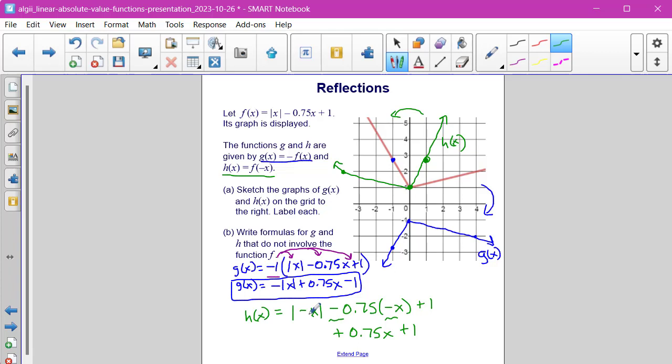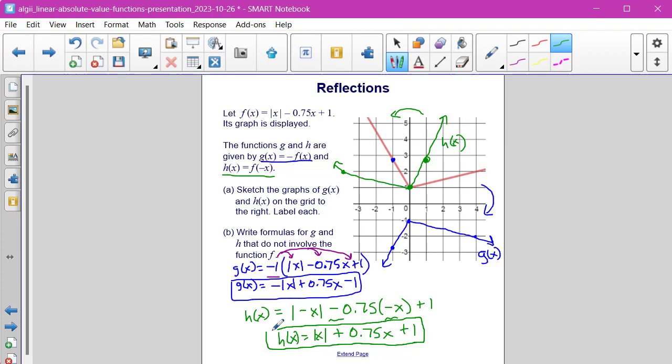And now, because we have this negative inside of the absolute value, we can rewrite it as the absolute value of -1 times the absolute value of x, and the absolute value of -1 is +1. So I'm going to erase it to save some room. So therefore h of x is going to equal the absolute value of x plus 75/100ths x plus 1.